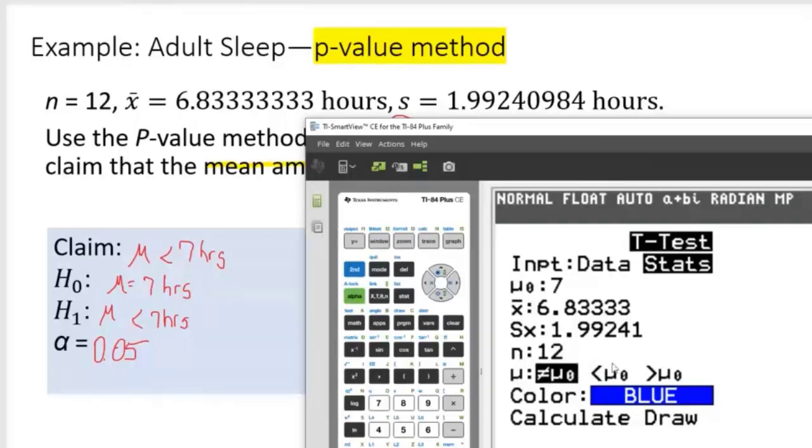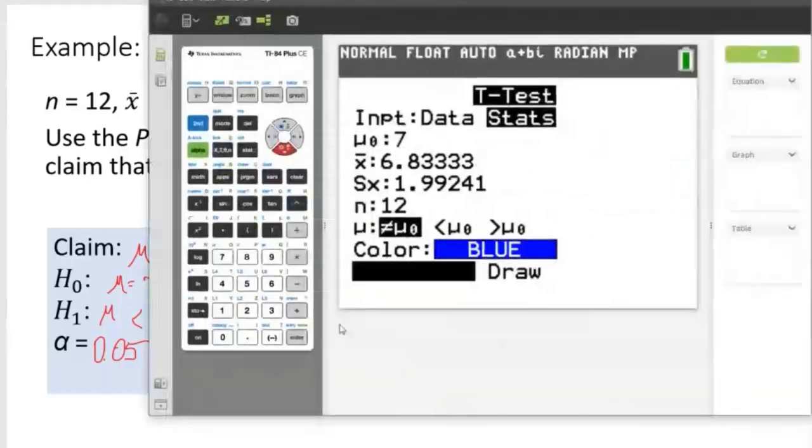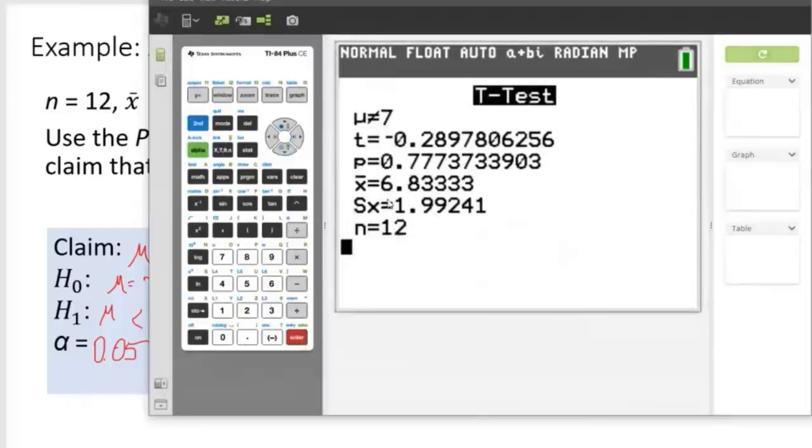So what is it that I'm testing here? I'm doing a left-tailed test, so I'm saying that I think it's less than what I put up here. Notice I put the 7 up here for my mu sub 0, and I'm testing that the actual mu is less than that 7. I don't need to draw this, so that makes no difference, but I want to calculate it.